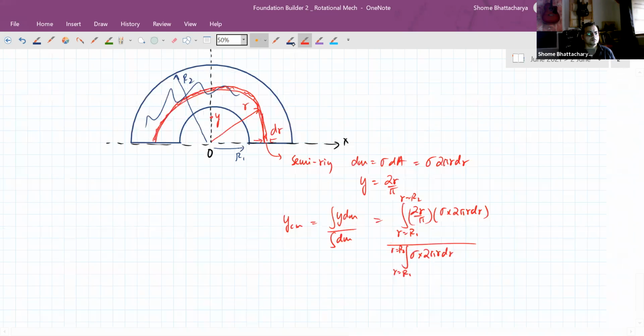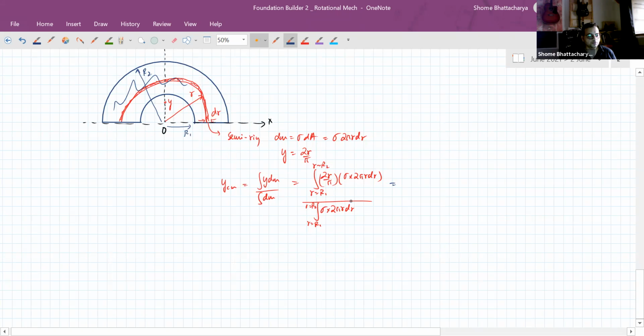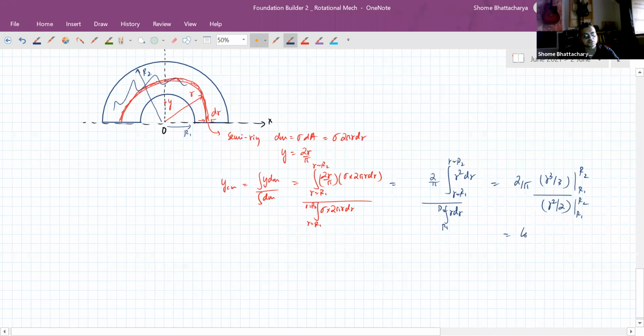So next step, you take out all the constants. So 2 pi sigma, all this gets cancelled. So we have 2 by pi coming out, and in the numerator we have r square dr from r1 to r2, and in the denominator we have r dr from r1 to r2. So this becomes 2 by pi, r cube by 3 divided by r square by 2, from r1 to r2. So that's how it will become 4 by 3 pi into r2 cube minus r1 cube divided by r2 square minus r1 square, which after the same factorization becomes the same thing.